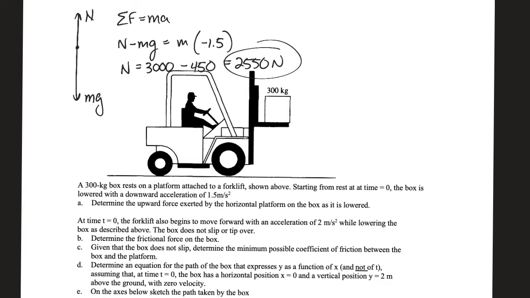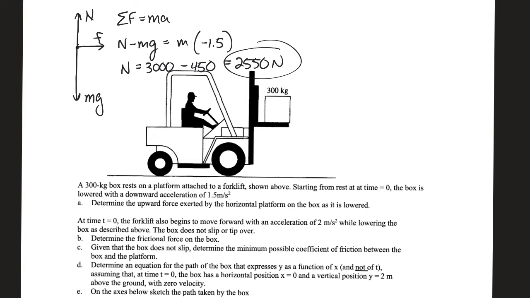At time equals 0, the forklift also begins to move forward with an acceleration of 2 meters per second squared while lowering the box as described. The box does not slip or tip over. Determine the frictional force on the box. Okay, so now it's accelerating this way too. So I guess I can add that there has to be a force on the box in this direction. And that's the only horizontal force acting on the box. It is friction that accelerates the box.